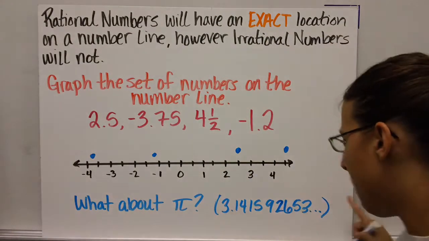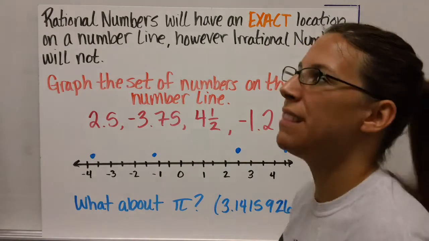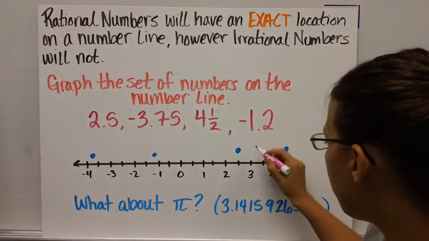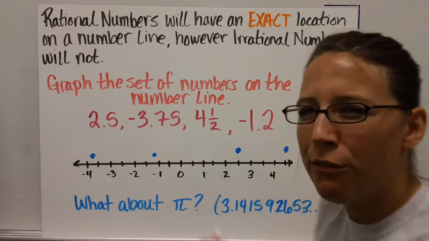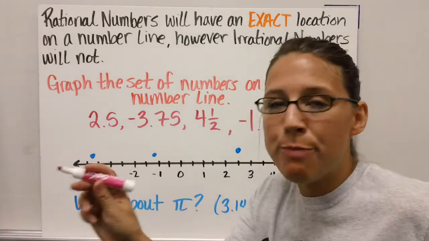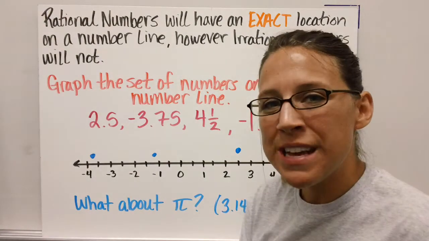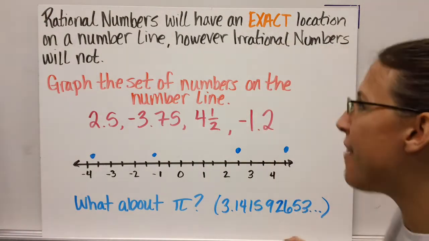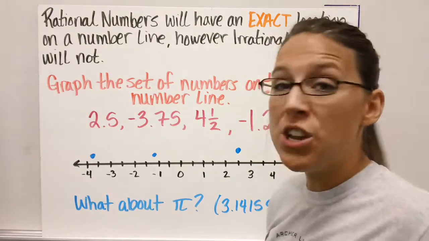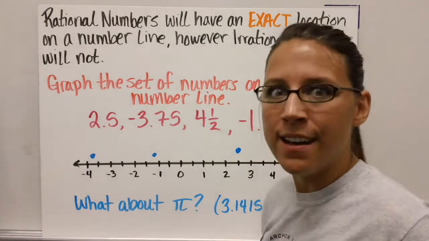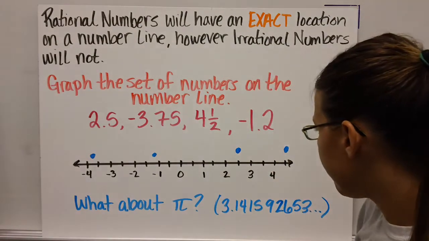But what about pi? 3.14159, and so on. Can I plot that on the number line? Well, I say 3.14, and then it's 159. So you're going to constantly be moving back and forth. You don't know where the end of pi is, so you can't plot that point. So again, because we don't know the exact location of pi on the number line, we can't call it rational. If we knew the exact end of pi, we could, but we don't. So we can't. And there you go.